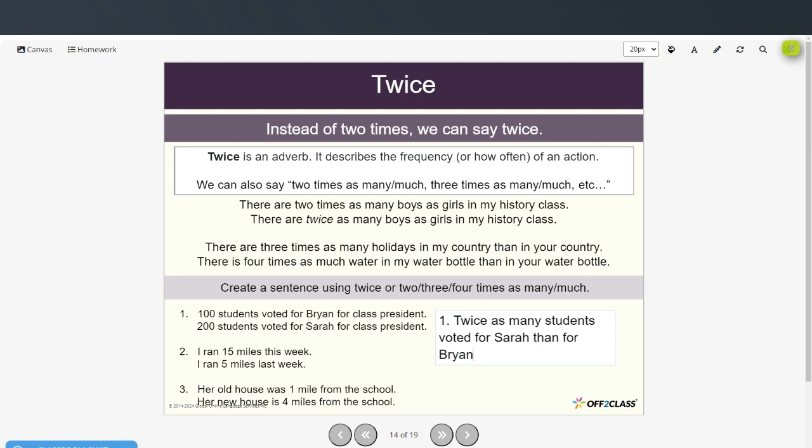Her old house was 1 mile from the school. Her new house is 4 miles from the school. So her new house is 4 miles farther from the school than her old house, or 4 times farther, not 4 miles, 4 times farther from school than her old house.